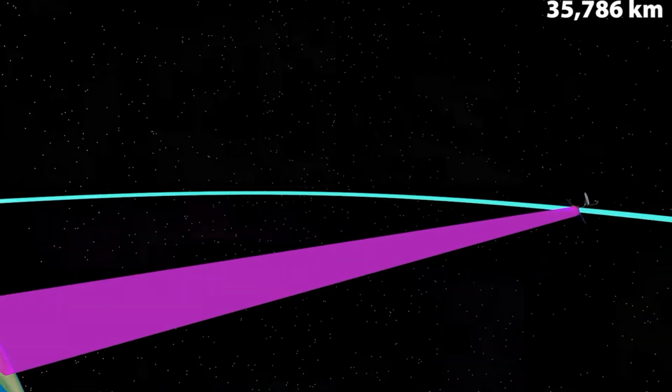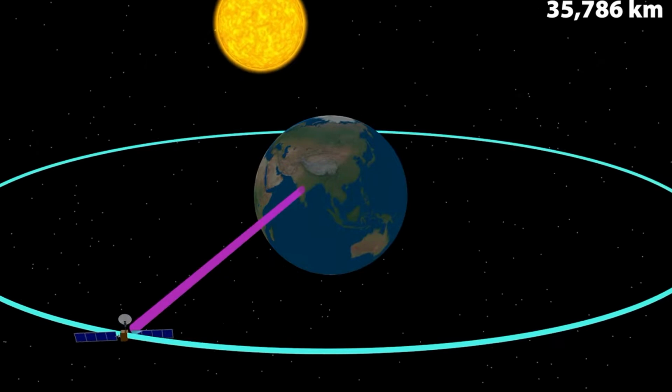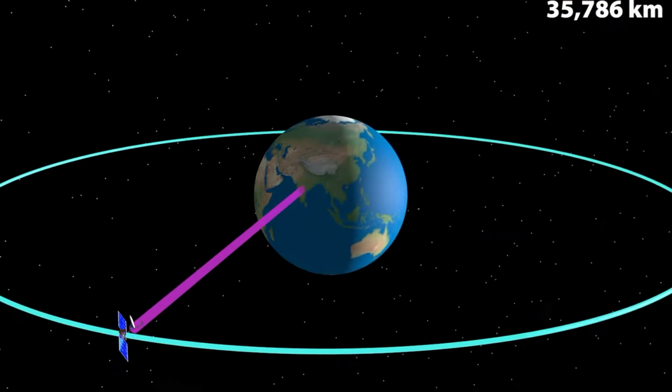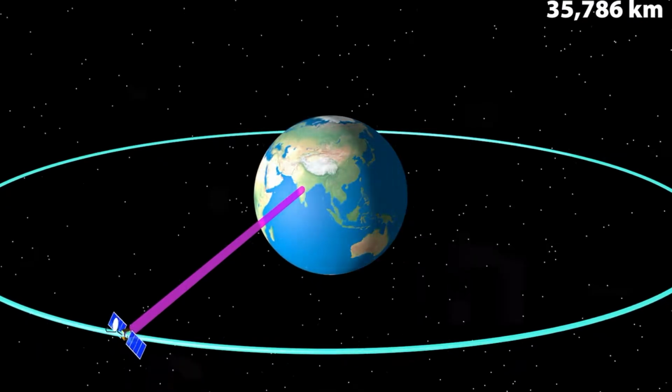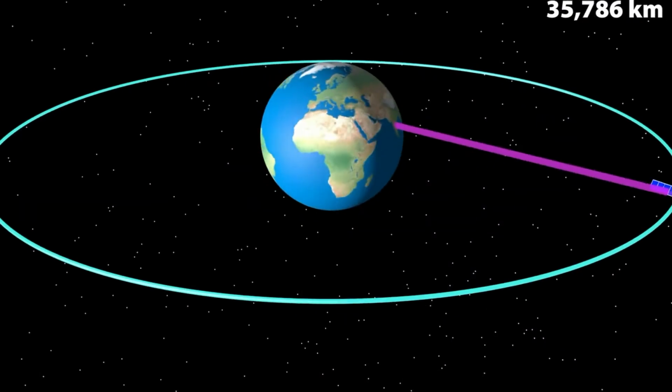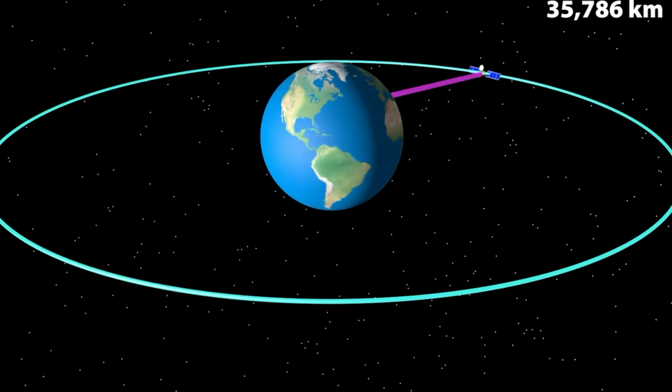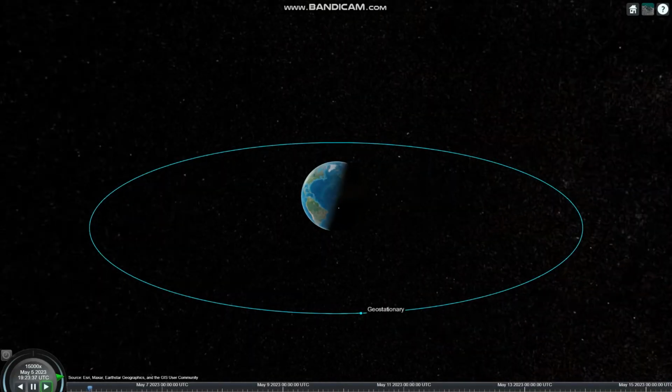Third, the satellite is orbiting the Earth at the same altitude as the Earth's equator. This means that the satellite is always above the same point on the Earth's surface. The combination of these factors means that a satellite in geostationary orbit appears to stay in the same place in the sky, relative to the Earth's surface.